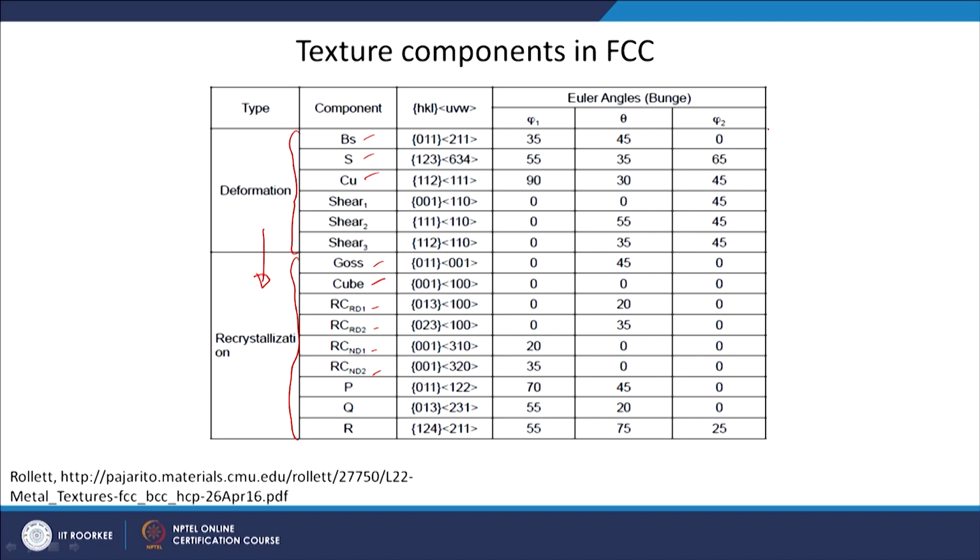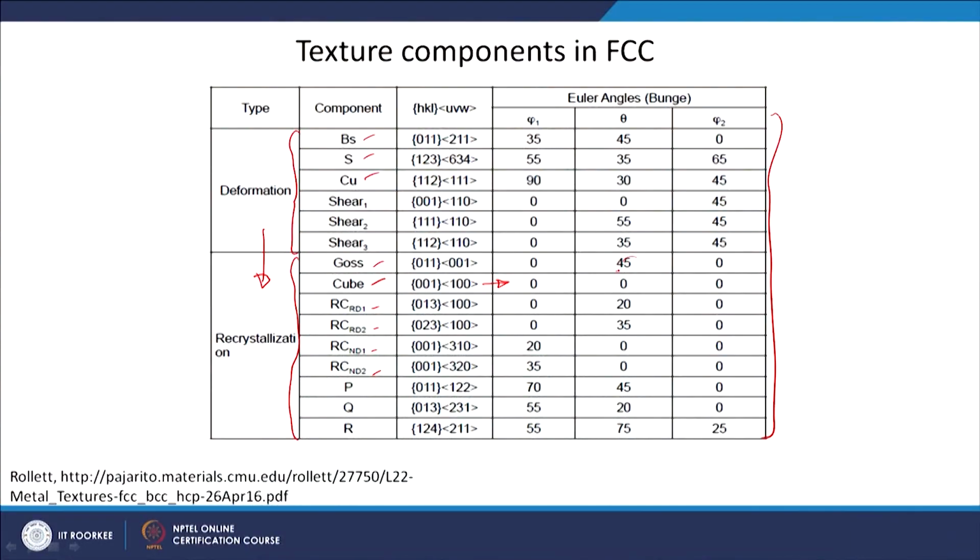Okay, and these are the Euler angles for all the texture components. Okay, and as you may be able to understand, cube should always have 0 0 0 as I had already told you, because in the case of cube the unit cell is already aligned with our sample geometry.